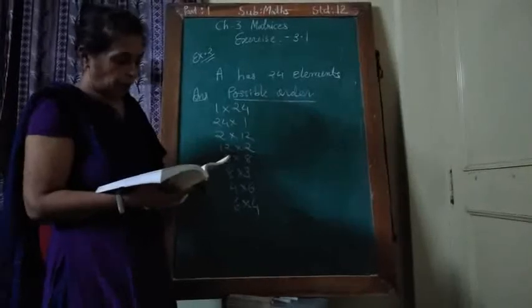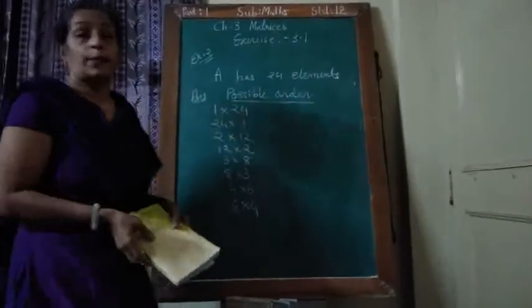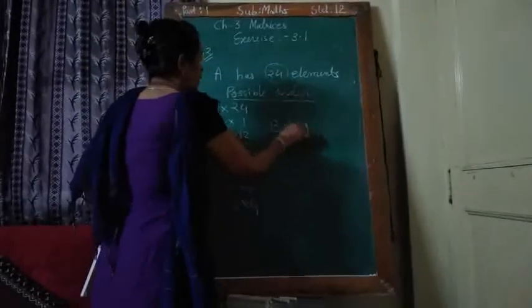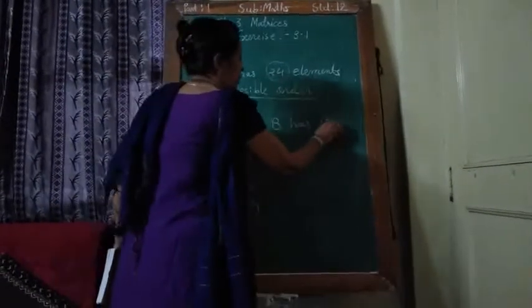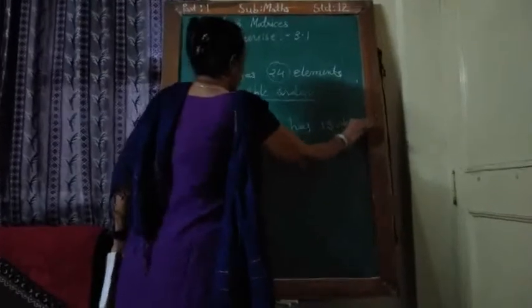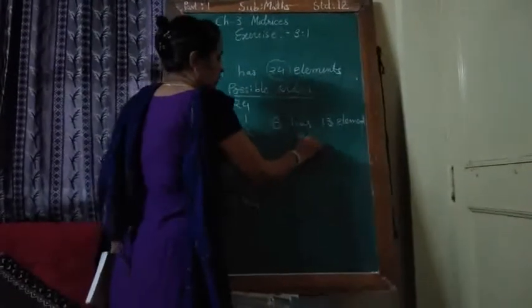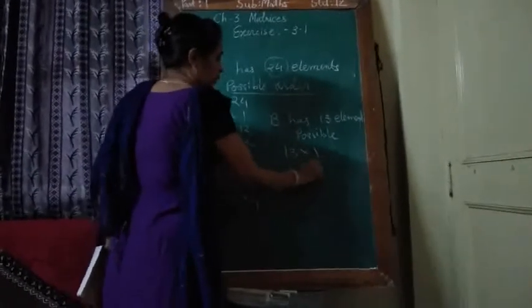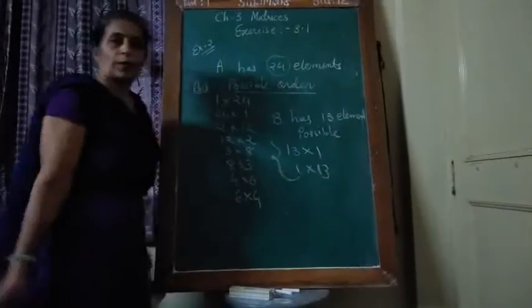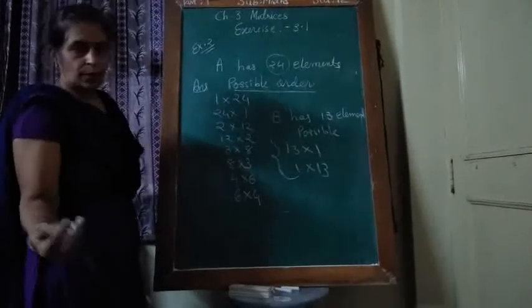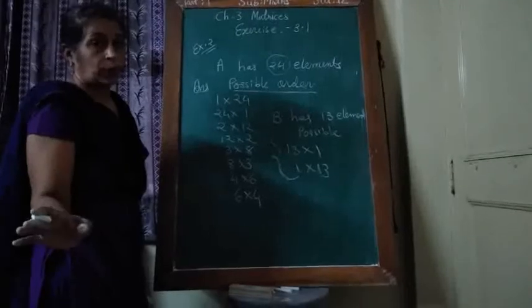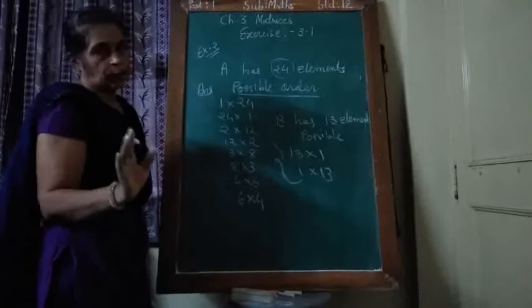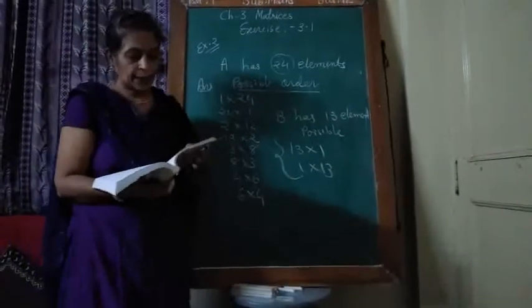The second question is: what if it has 13 elements? Instead of 24 elements, suppose B has 13 elements. Then what are the possible orders? Now see, 13 is a prime number, so only 13 into 1 and 1 into 13. Except for this, no other order can be formed. 13 by 1 means 13 rows, 1 column, or 1 row, 13 columns. This is the answer of example 2.